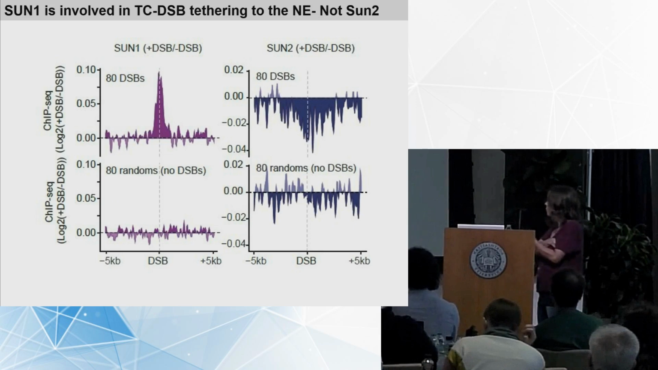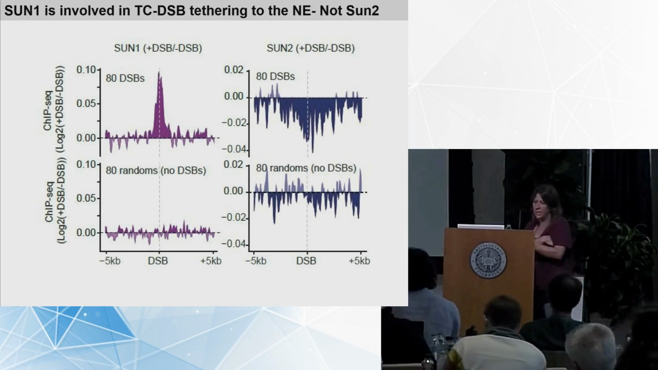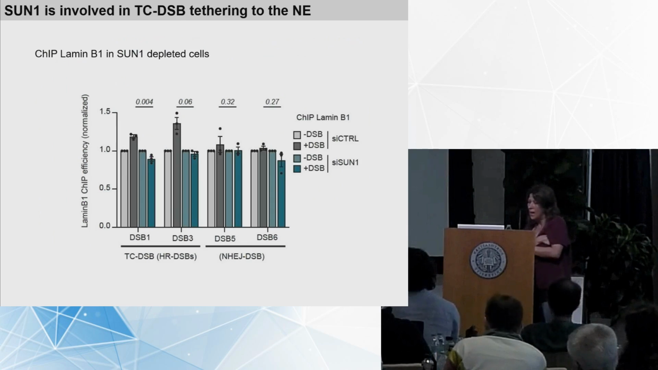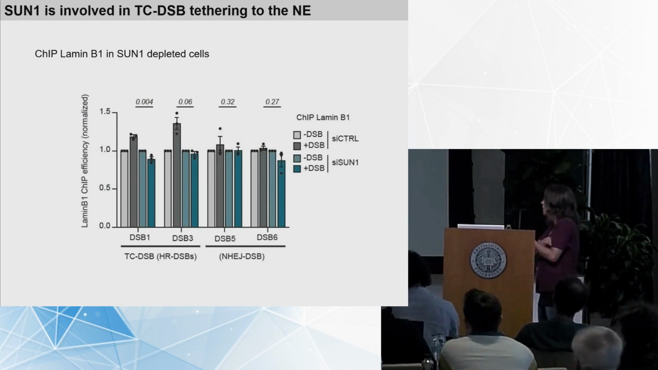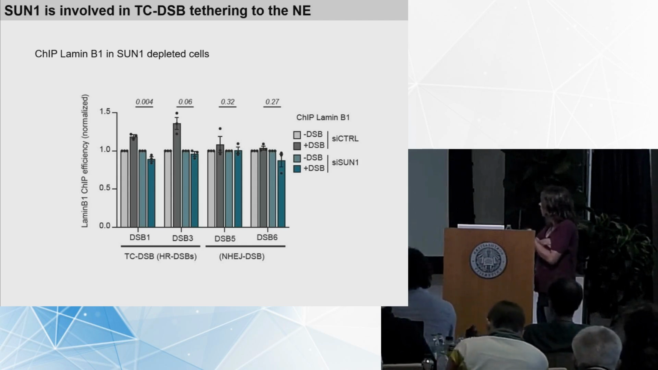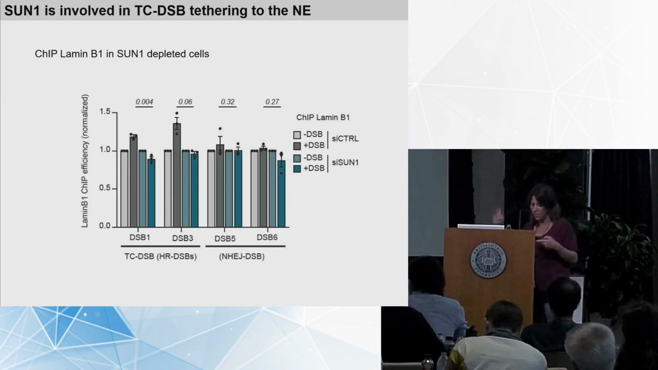And here you have an average profile over all our DSBs of SUN1, and SUN2 is, if anything, rather decreased at DSBs. Okay, so we wondered whether SUN1 could be one of the anchoring points of DSBs at the nuclear envelope, and it seems to be the case, because when we deplete SUN1 and perform a ChIP against lamin B1 at DSBs, then we could not see the enrichment of lamin B at DSBs, showing that it actually triggered a decrease of the DSB anchoring at the nuclear envelope.